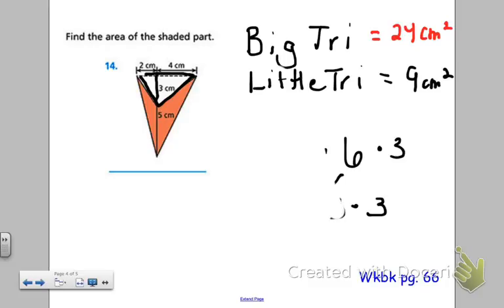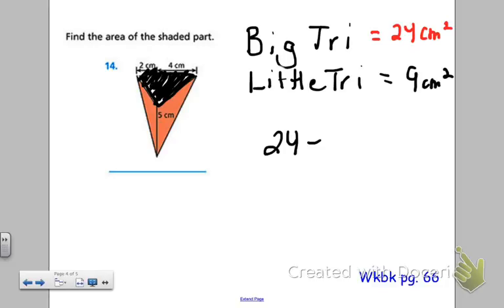So now we have the area of the big triangle and we have the area of the small triangle. What I could do is subtract them. I can take the area of the big triangle and subtract out the area of the small triangle, get rid of it, and all that would be left would be that shaded part that we're trying to find the area of. So 24 minus 9. That'll give us 15 square centimeters.